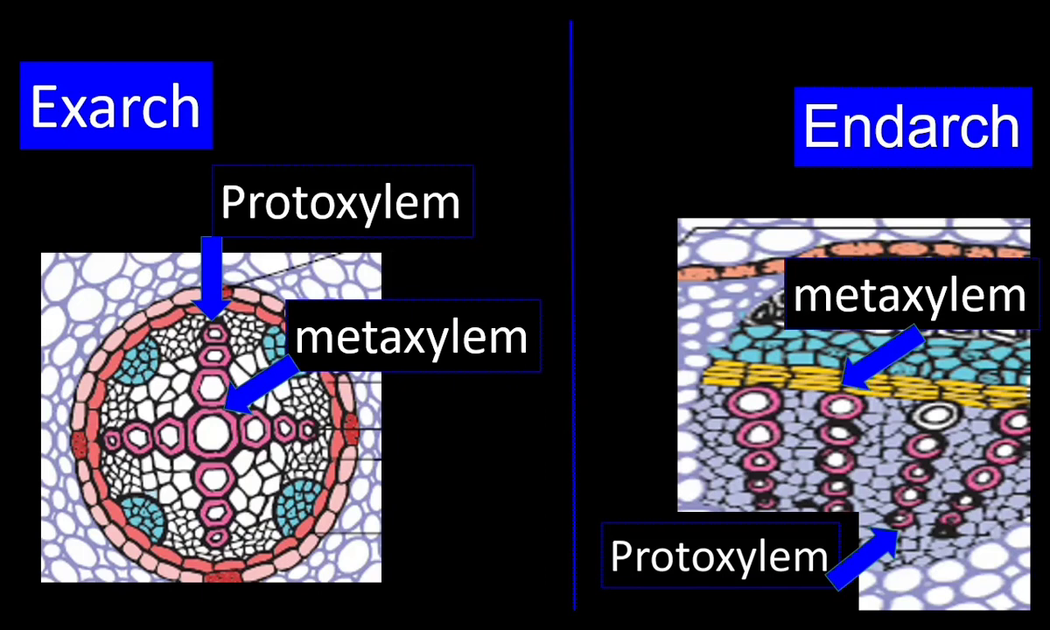So in this video, we have discussed various aspects of vascular tissue system. We learnt about the types of vascular bundles and the subtypes. At the end of the video, we learnt the two conditions, exarch and endarch condition, based on the position of the protoxylem. Endarch condition is seen in stem and exarch condition is seen in roots.